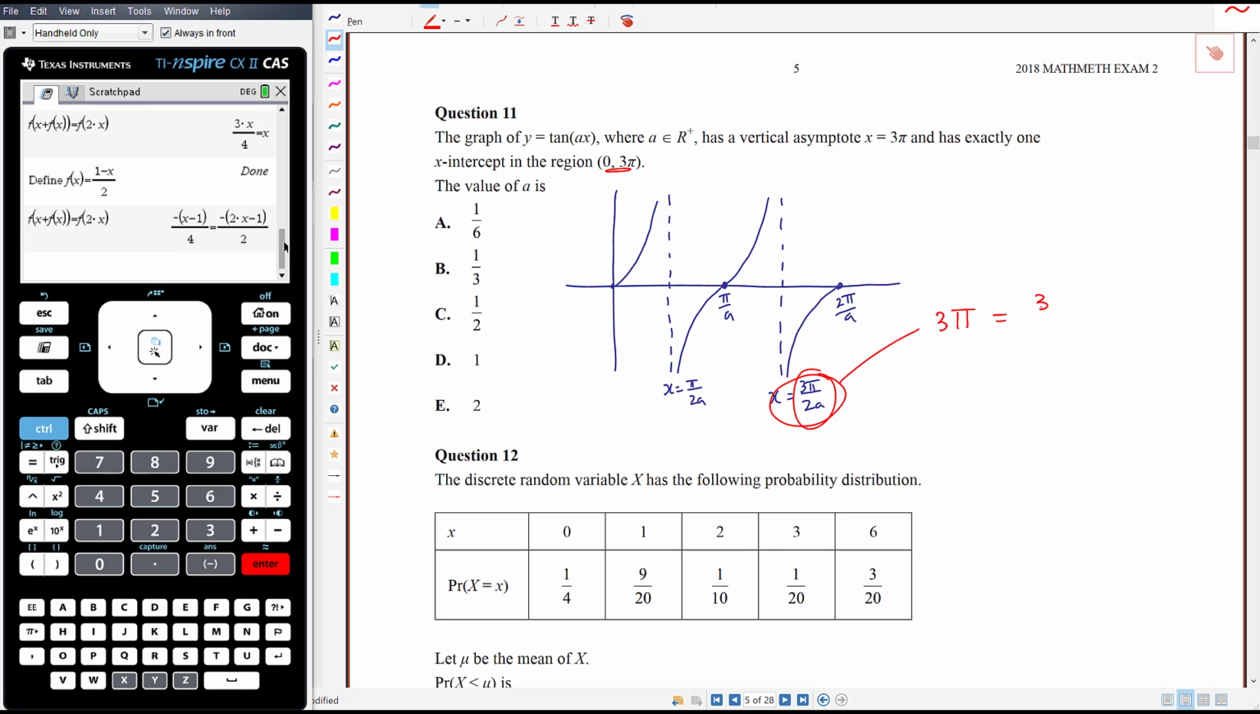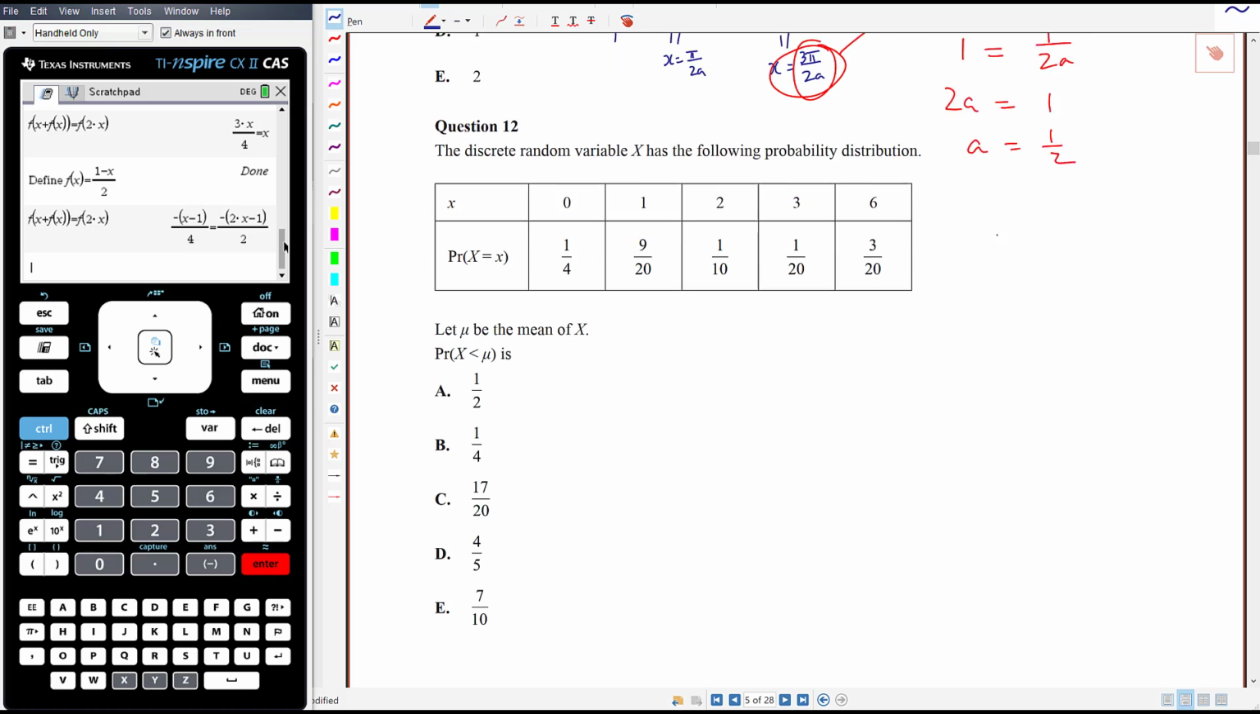So 3 pi has to be equal to 3 pi on 2a. If we divide both sides by 3 pi, that's 1 equals 1 on 2a, and so 2a equals 1. And a therefore has to equal a half. So C is the correct answer to question 11.